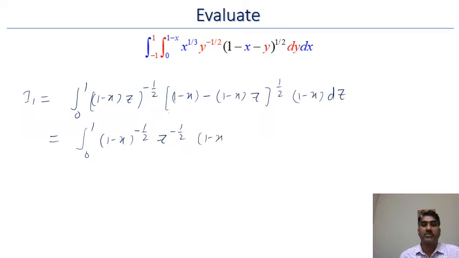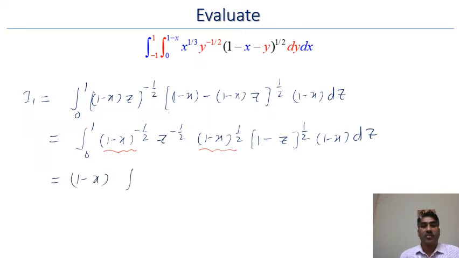So (1 minus x) to the power half, and inside the bracket it remains (1 minus z) to the power half, then (1 minus x) dz. Now you can observe that this (1 minus x) to the power minus half and (1 minus x) to the power half will get cancelled. Then these factors will cancel each other. So we will get 1 minus x, integral 0 to 1 z to the power minus half, and (1 minus z) to the power half dz.